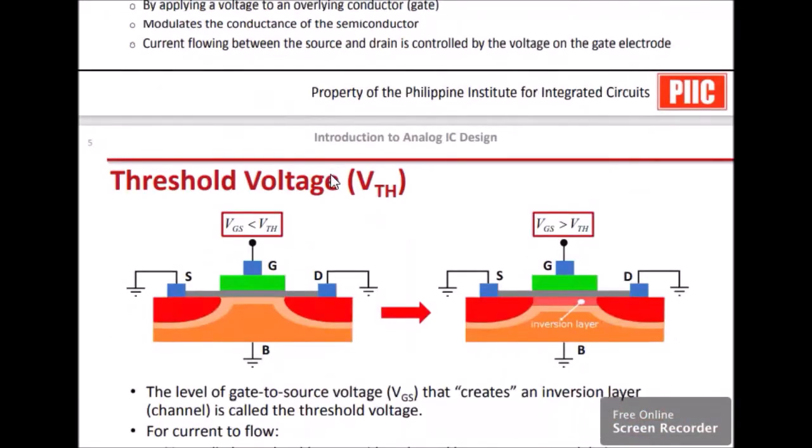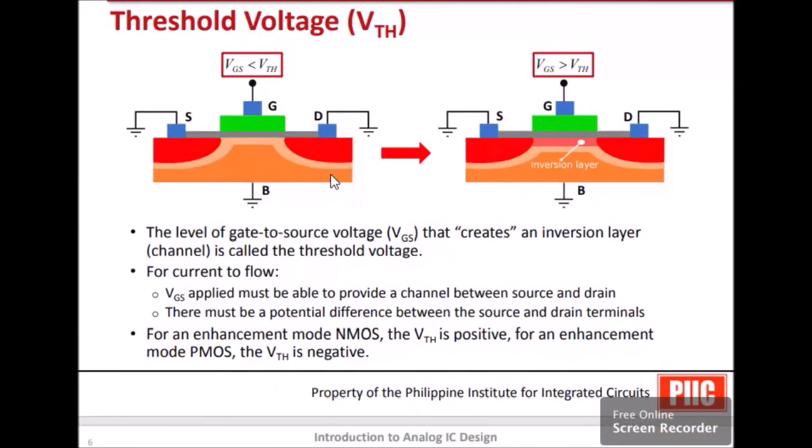So, ito na yung kanina. Okay, so this is our MOSFET. If you notice yung ating MOSFET, 'di ba? Sabi this is a four-terminal device. Usually yung bulk or yung body connected lang yan sa ating substrate.